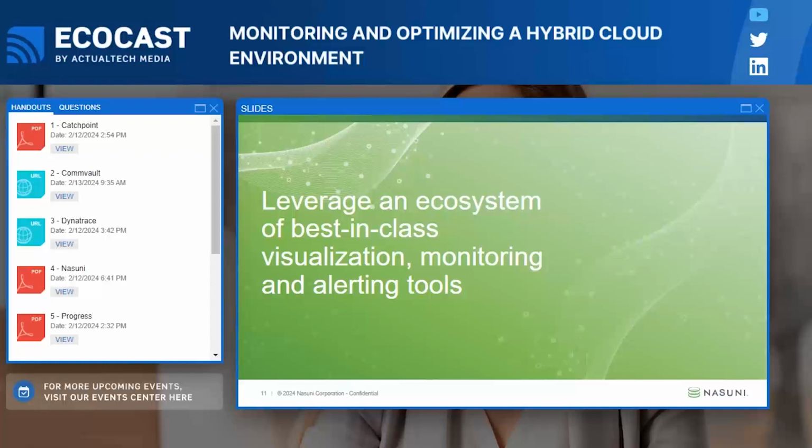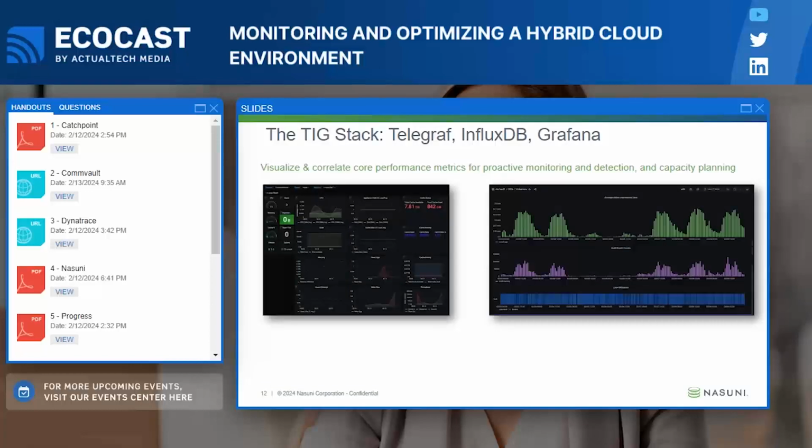Let me move into monitoring for a second. The next point I wanted to make was that leveraging an ecosystem of best-in-class visualization, monitoring, and alerting tools can really simplify not just the decisions you have to make today, but the decisions you have to make in the future. So I'll make a quick little pitch here for something that we've invested in at Nasuni, which is the open TIG stack: Telegraf, InfluxDB, and Grafana.